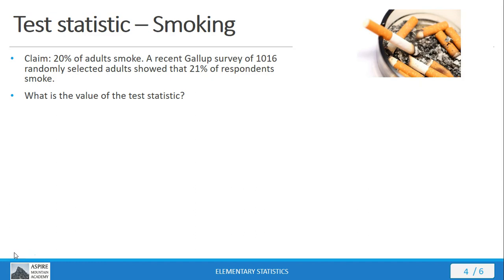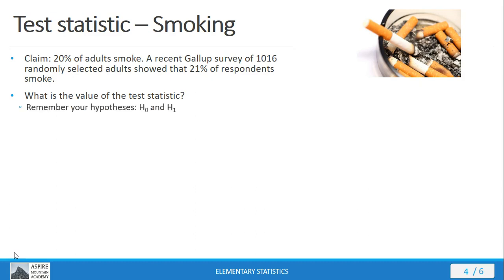Let's look at an example problem. We looked previously at this claim, 20% of adults smoke. A recent Gallup survey of 1,016 randomly selected adults showed that 21% of respondents smoke. The question we're asked is for the value of the test statistic.